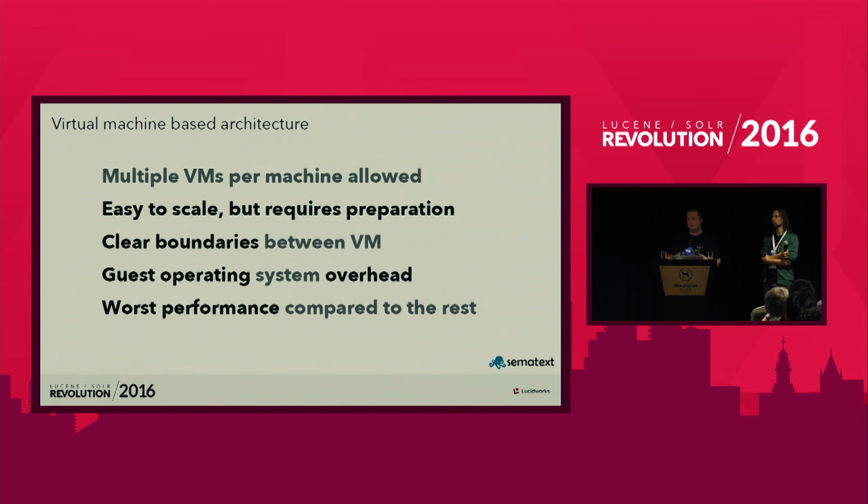Then we have the VM-based architectures. Of course, very easy to put multiple on top of the hypervisor. Easy to scale, but requires some additional preparations, right? We don't have the Docker hub where we can just pull the images, the containers, and just run them. We need to do something to prepare. We have clear boundaries between VMs, so we can tune the guest operating system, but the guest operating system itself comes with an overhead, so we pay the price of being able to have the clear boundaries. And the thing is that we got the worst performance out of all three that we tested.